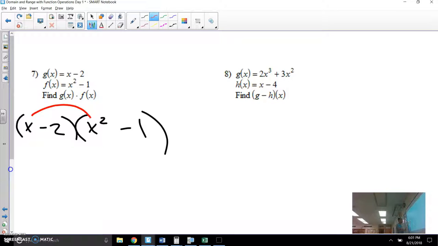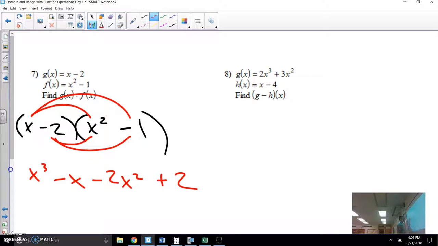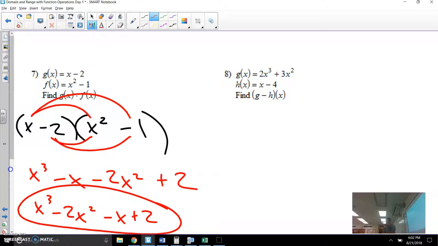X times x squared is x to the third. X times -1, -1x. -2 times x squared, -2x squared. -2 times -1, +2. Now, I don't see any like terms, but we talked about standard form today. Standard form is when you rearrange the terms where the greatest powers are in the front. So x to the third is okay, but I really want -2x squared to be next, minus x plus 2, and then that one is done.